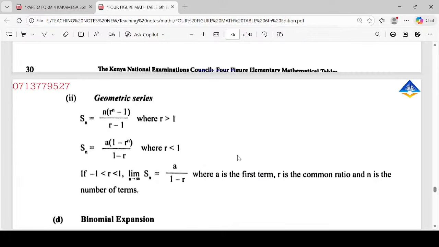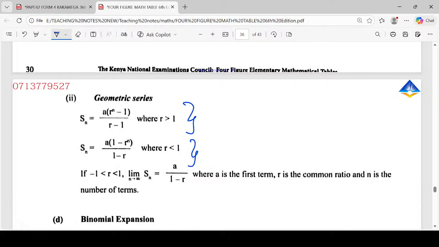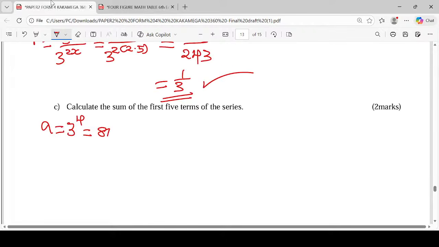Yes, you can see in your log table already we have the formula here. For a geometric sequence, the sum of n terms when r is greater than 1 is given by a into r to the power n minus 1 all over r minus 1. But if r is less than 1, then it will be given by a into 1 minus r to the power n over 1 minus r. Alright?